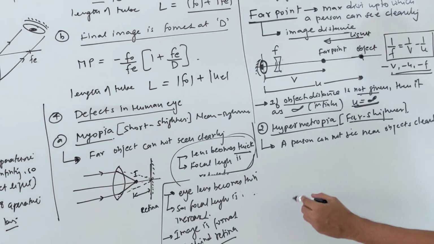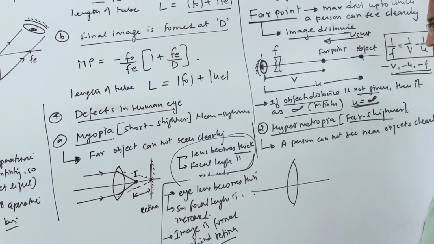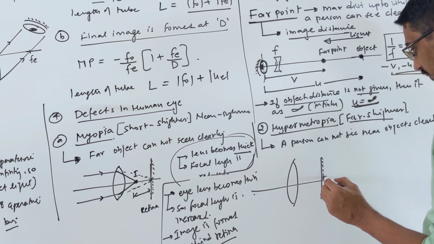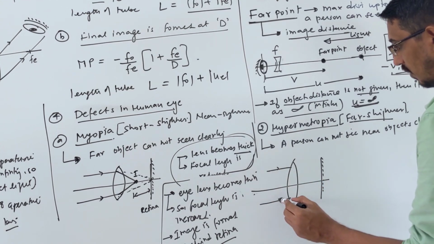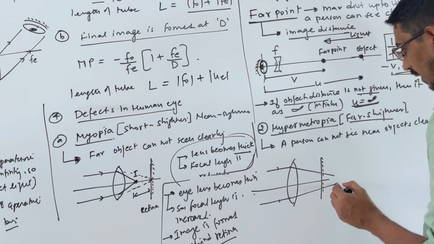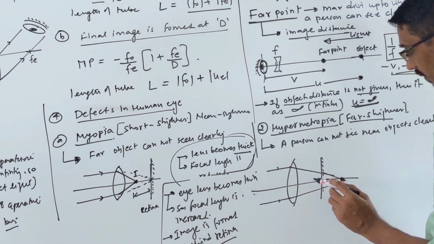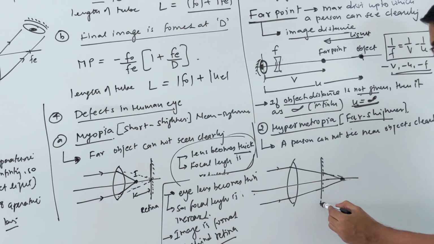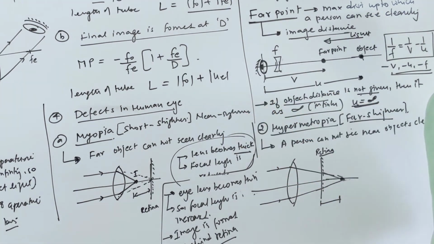If you want to see how it looks, this is your eye, rays are coming, and this is your retina. This lens has now become a thin lens. Thin means the focal length increases, so the rays will meet behind the retina, say somewhere here. So they will meet here. This much is the distance from the retina. This is your retina. So there is more divergence of the light happening.